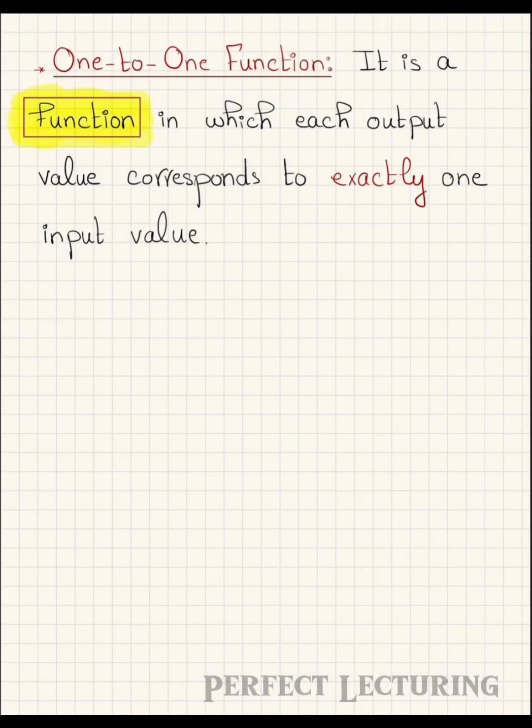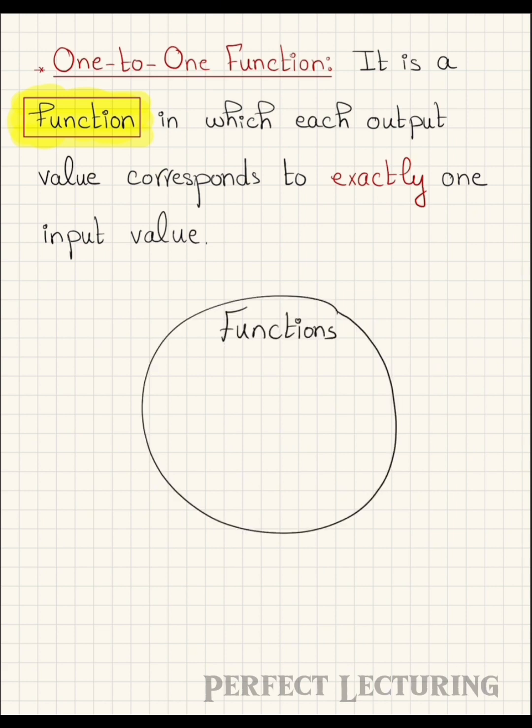One last concept in this video I want to talk about is the so-called one-to-one functions. Again, let us now consider the set of all functions. There is also another special class of these functions. It is the class of one-to-one functions. What are these? A one-to-one function is a function. So first of all, of course, it must be a function. Otherwise, it doesn't make sense to talk about one-to-one functions. So it is a function in which each output value corresponds to exactly one input value.